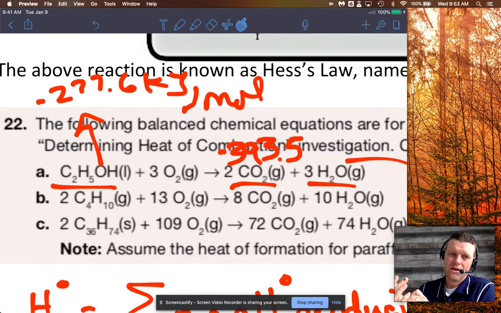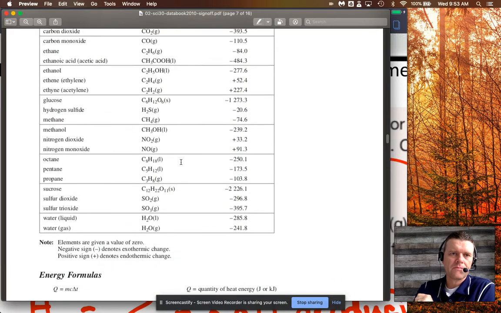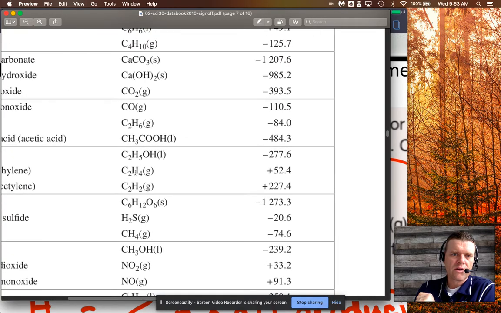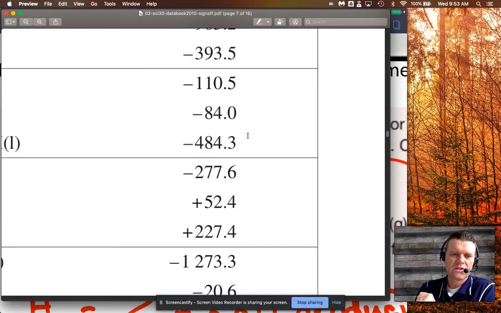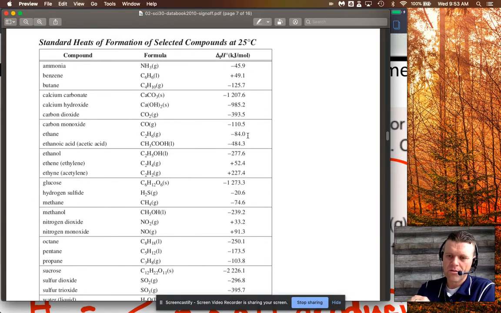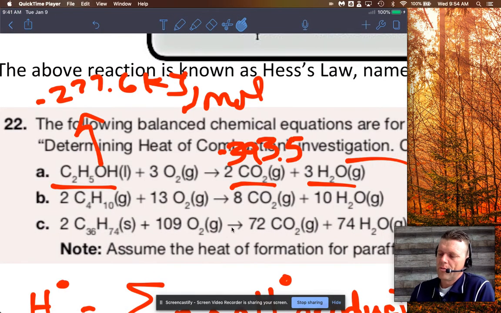C2H5OH is ethanol. Now ethanol has a heat of formation of, let's just look it up. Ethanol, C2H5OH. There it is right there. It's got a negative 277.6 kilojoules per mole. The numbers are going to be negative here, essentially because it has the potential to release the energy. There's a couple of ways you could explain that, but you leave them negative, okay? So I wrote that, negative 277.6.